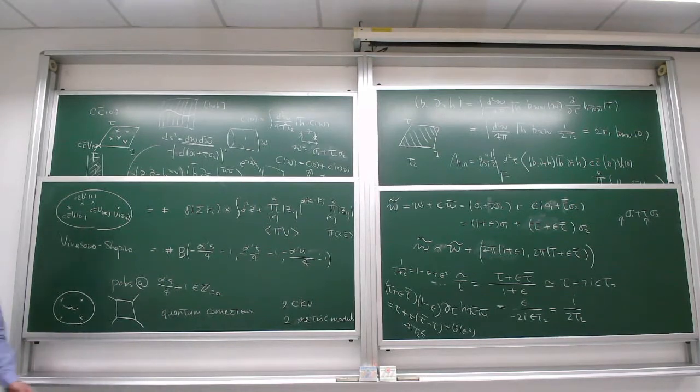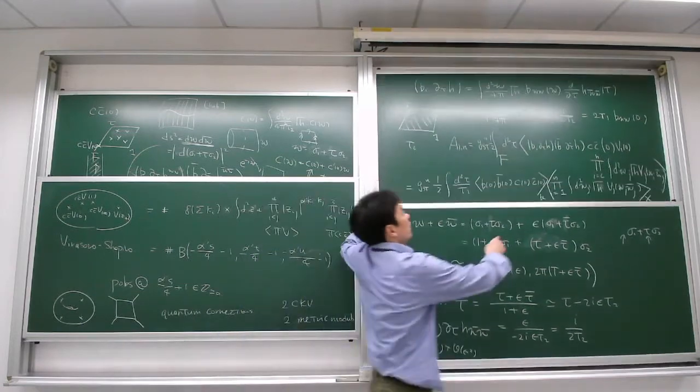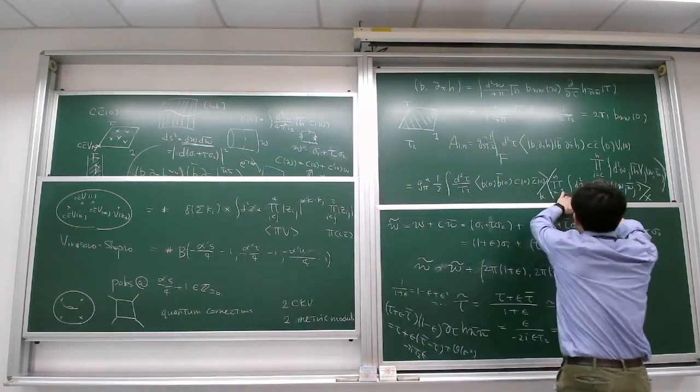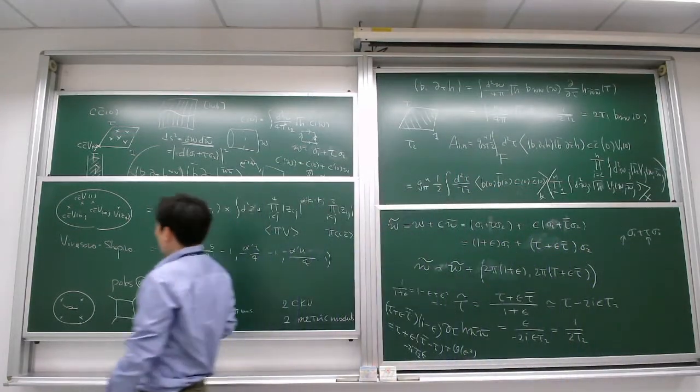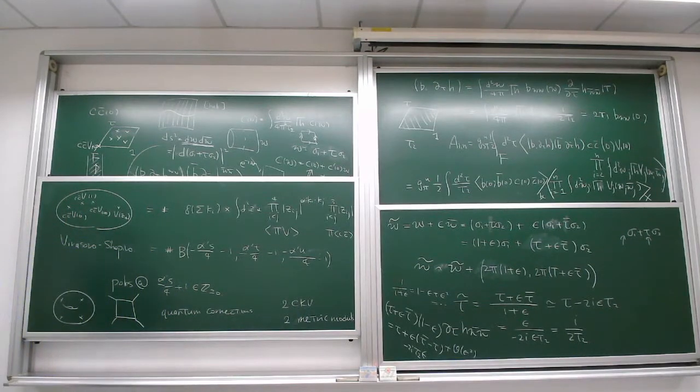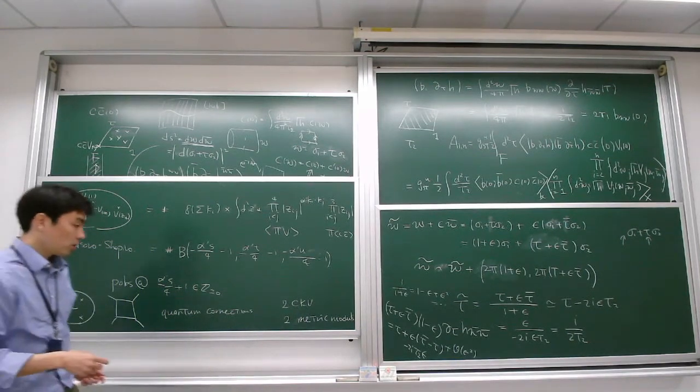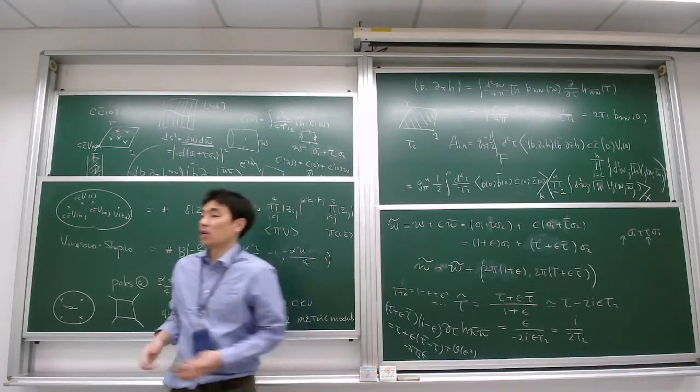Okay, so let's evaluate this piece when there's no puncture. So now we just look at the torus partition function without any puncture.